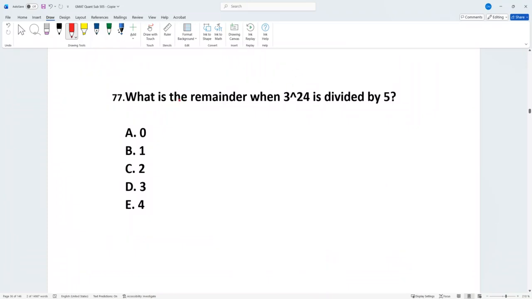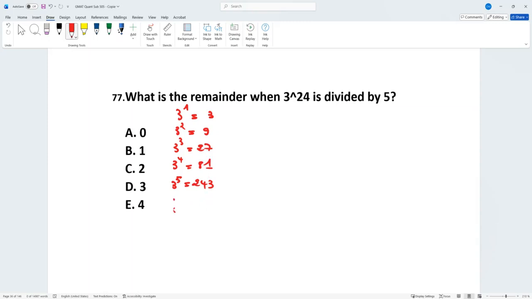So we are going to start, for example, with 3 to the power 1, which is equal to 3. To the power 2 is going to be 9. To the power 3, 27. To the power 4, 81. To the power 5, this is 243.